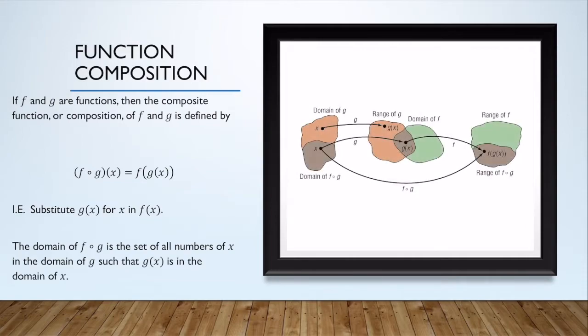So if f and g are functions, then the composite function, or the composition of f and g, is defined by (f ∘ g)(x). What that means is I'm substituting in g of x for x in f. The domain of f composed with g is the set of all numbers x in the domain of g such that g of x is in the domain of f. Well, what the heck does that mean?